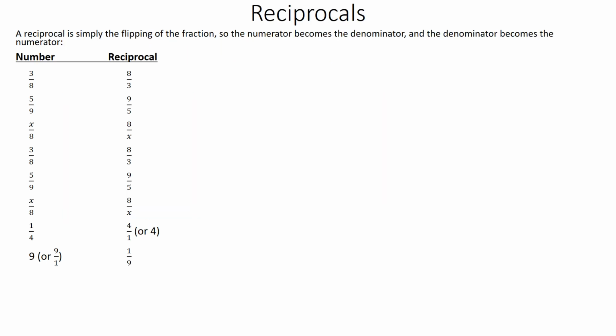Now, the reciprocal, which we'll also be using in algebra, is the flipping of the fraction. So the numerator becomes the denominator, and the denominator becomes the numerator. 3/8, the reciprocal is 8/3. 5/9, let's flip it over, the reciprocal is 9/5. X over 8, the reciprocal is 8 over x. Even with variables, we just flip it over. 1/4, the reciprocal is 4 over 1, or 4. And the reciprocal of 9, which is the same as 9 over 1, is 1 over 9, or 1/9.